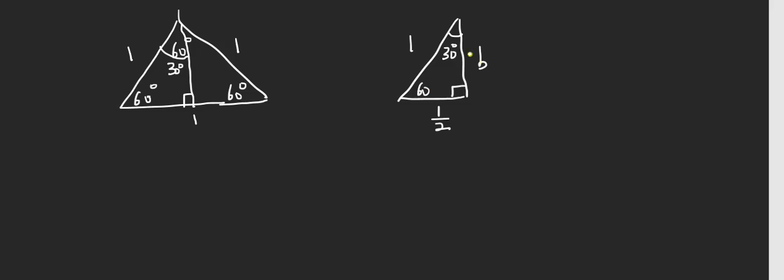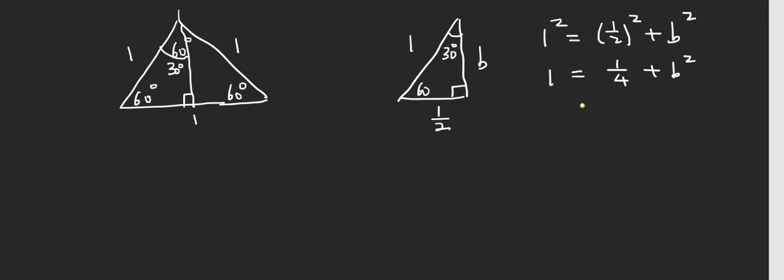This is a right triangle, so we could use the Pythagorean Theorem. So 1 squared equals (1/2) squared plus B squared. So you get 1 equals 1/4 plus B squared. Subtract 1/4 from both sides, you get 3/4 equals B squared. So B is radical 3 over 2. Now notice, opposite of 60 is radical 3/2. Opposite of 30 is 1/2. Opposite of 90 is 1.